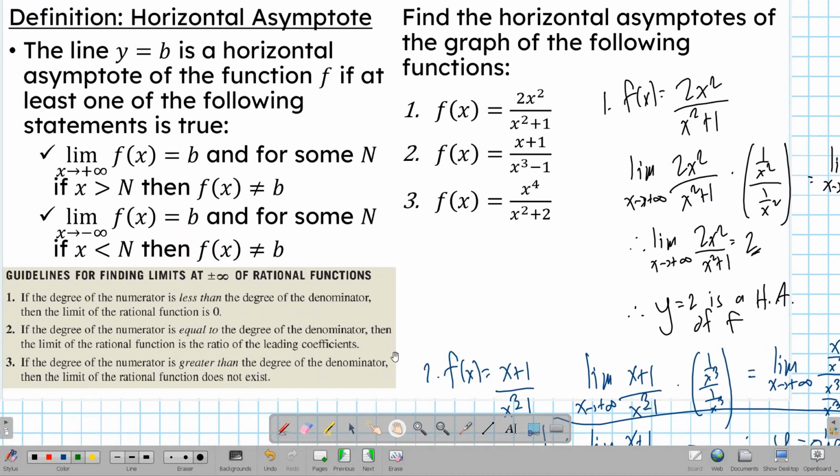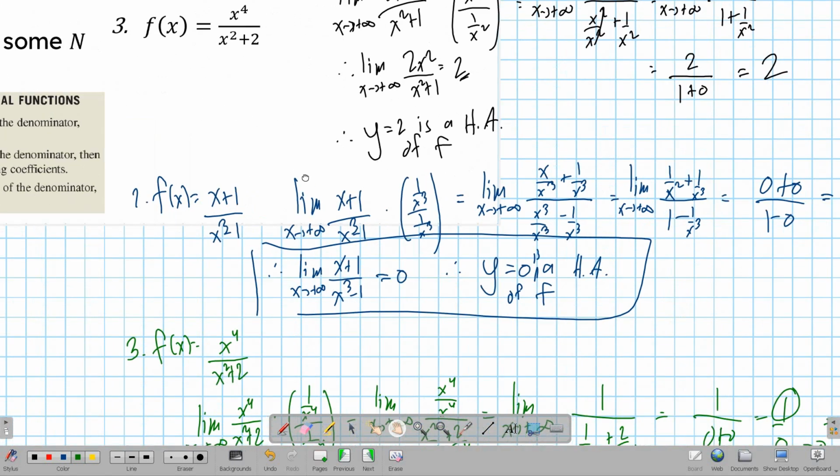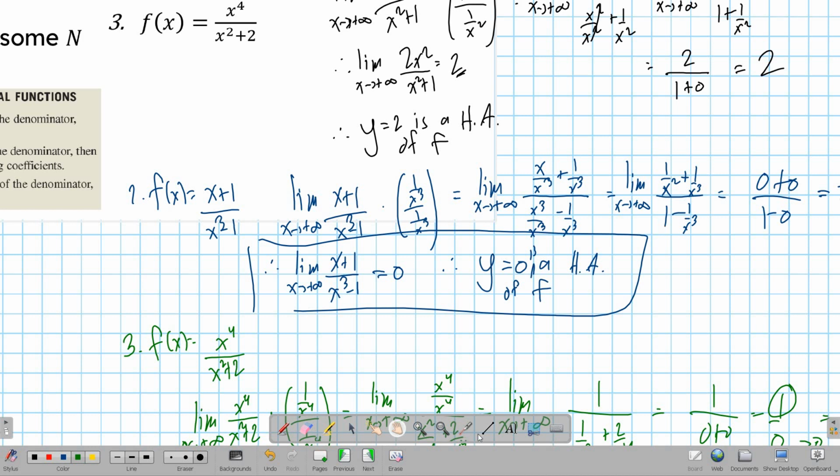There you go. So, we say, if the degree of the numerator is less than the degree of the denominator, then the limit of the rational function is 0. And the line y equals 0 becomes the horizontal asymptote, which is what happened in number 2. The degree of the numerator is less than the degree of the denominator. That's why we were able to see that the limit is equal to 0. So y equals 0 is the horizontal asymptote.